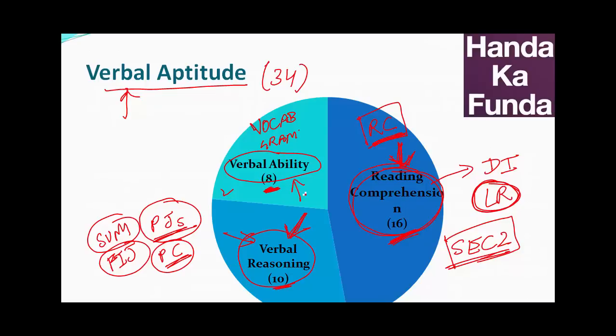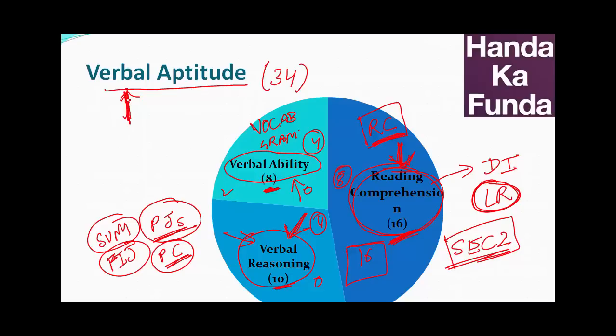So keep these things in mind, because frankly speaking, no one cares what your split is. If you score a 16 out of 16 on RC and 0 in verbal reasoning and 0 in verbal ability, that is probably as good as scoring 4 in verbal ability, 4 in verbal reasoning and 8 in reading comprehension. Because at the end of the day, what matters is what is your total score. So keep these things in mind, and also keep these things in mind when you are preparing for verbal.